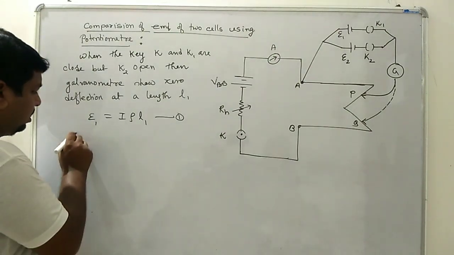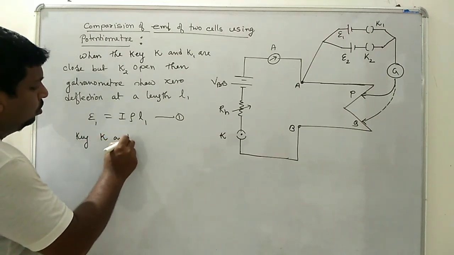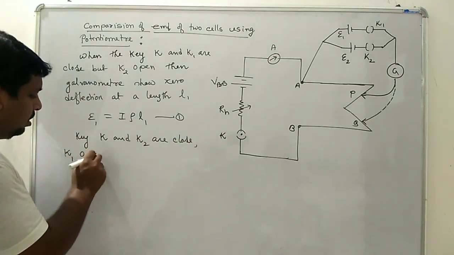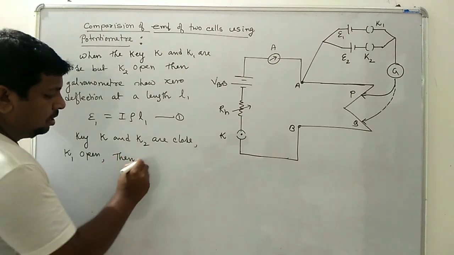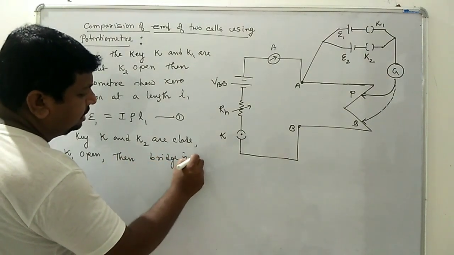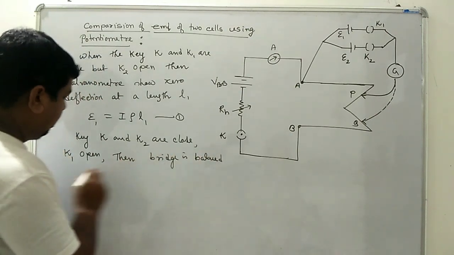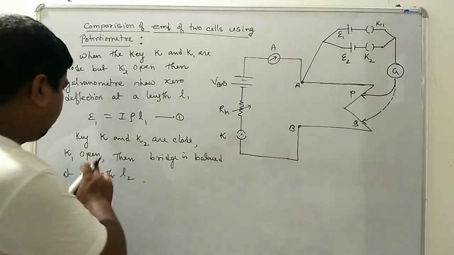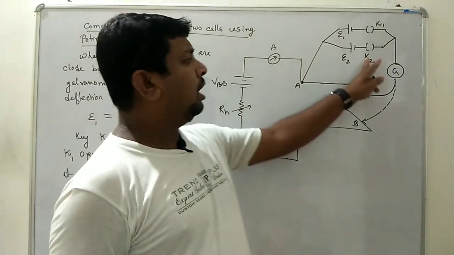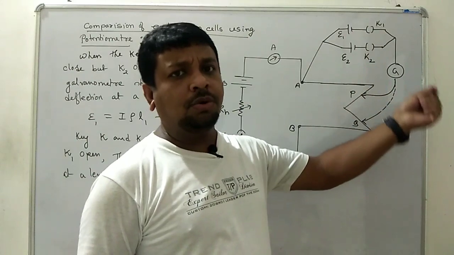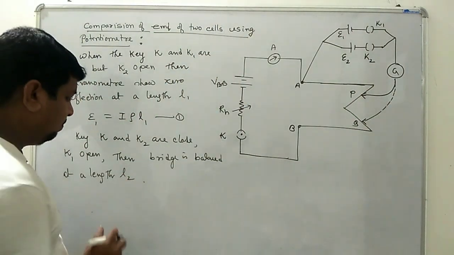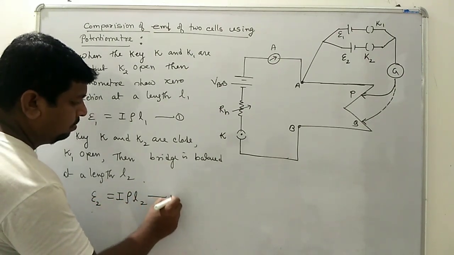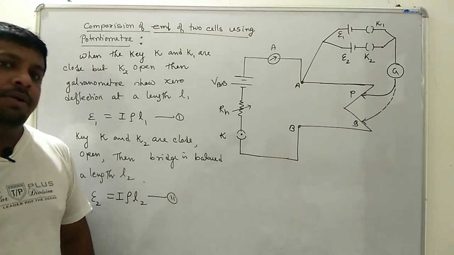Next, keys K and K2 are closed, K1 open, then the bridge is balanced at the length L2. K and K2 closed, K1 open. Then bridge is balanced at the length L2. Then EMF of the cell, E2 equal to I rho L2.